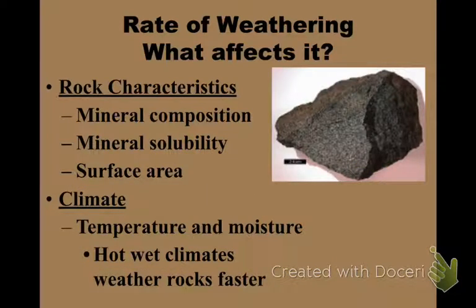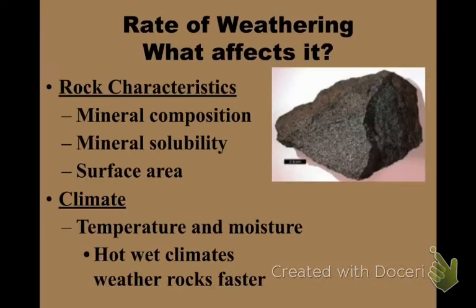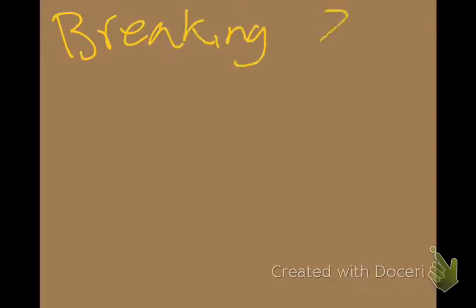So let's go on. Actually, that's it for our notes. So that is all for weathering. So just a quick recap. We talked about the two kinds of weathering. Well, first of all, we said that weathering is the breaking down of rocks. There's two kinds. You have chemical and then you have mechanical.